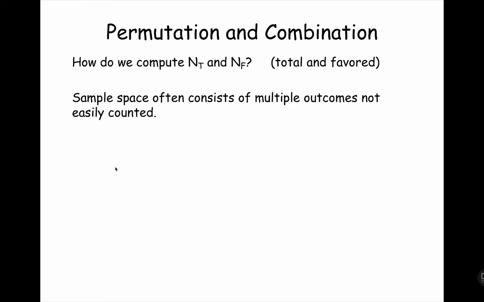I changed the notation here. NT and NF. The NT is the number of total, that's the size of your sample space. And favorable, NF, is the number of things that you desire, right? In the case of the die, well, you had three events that were favorable, right? One, three, and five. And the number of total is six because your sample space had six events in it.